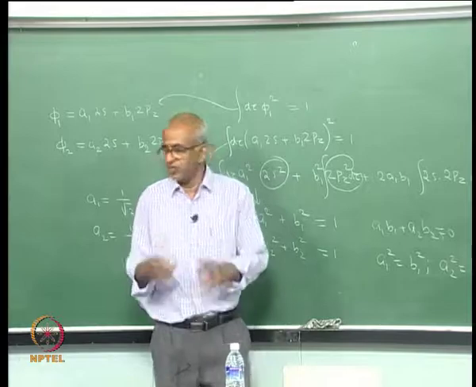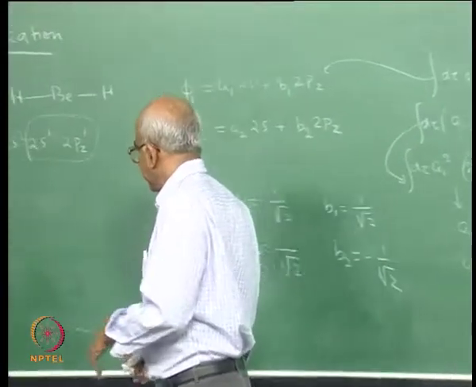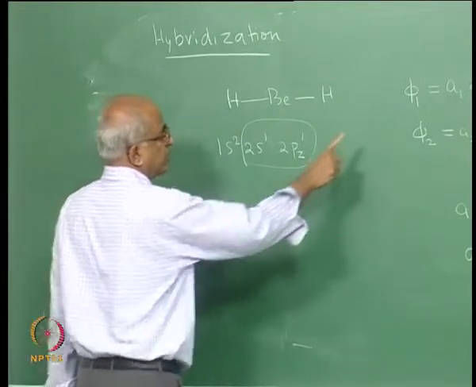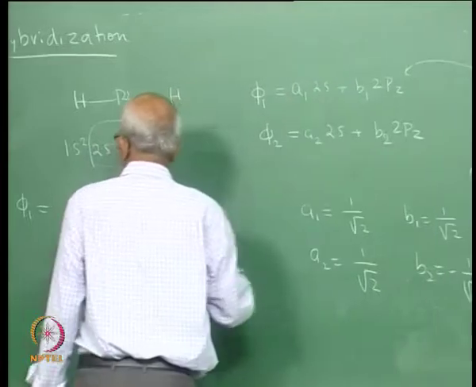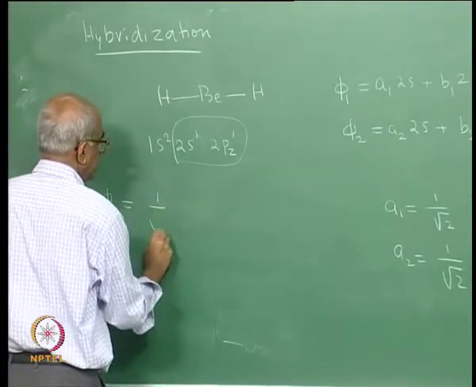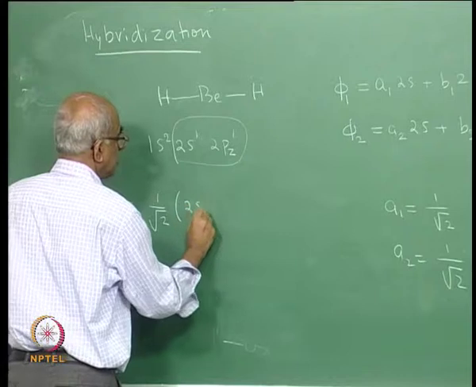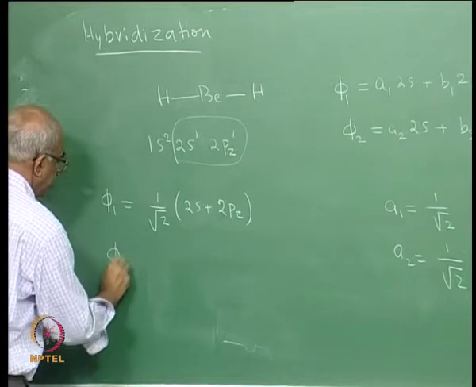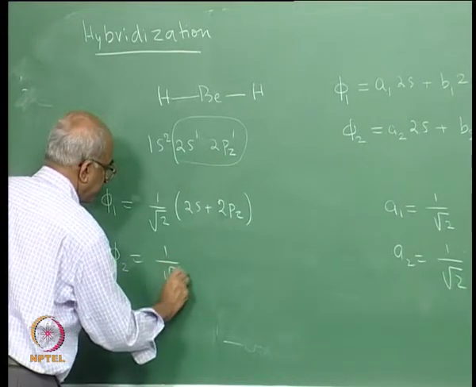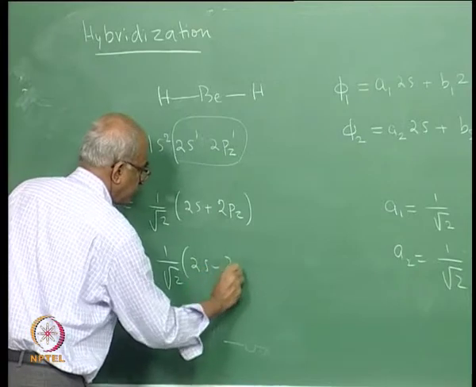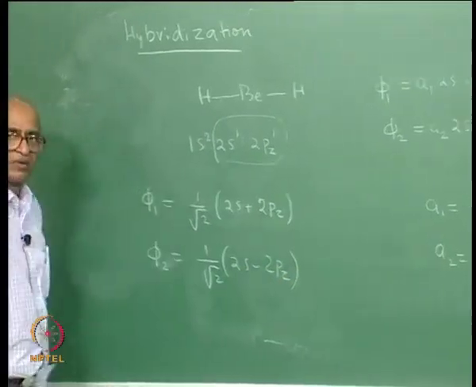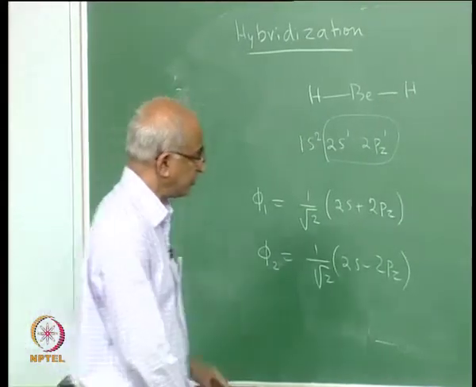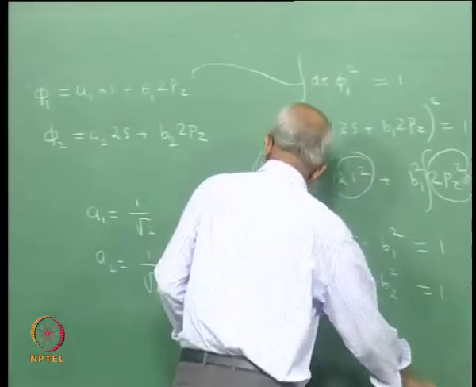And therefore, I have found two hybrid orbitals. What are the hybrid orbitals? The first hybrid orbital is phi 1. Phi 1 has 1 by root 2 here, 1 by root 2 there. So, you get 1 by root 2 times 2s plus 2pz, and phi 2 would be 1 by root 2 times 2s minus 2pz, fine. And so, these are the hybrid orbitals, let me try to draw them.